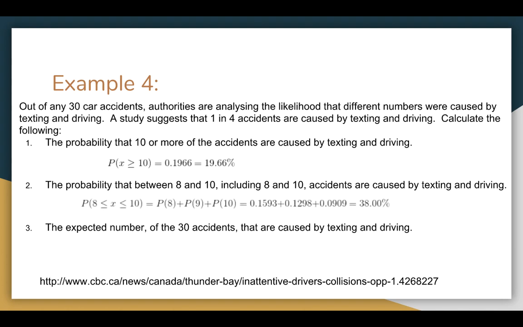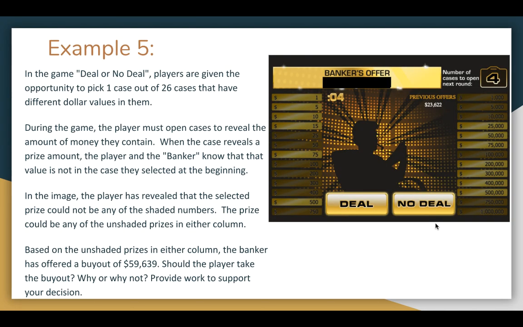8 to 10 is a bit easier to do by hand, so 8, 9, and 10. And so again, using the binomial formula, 30 choose 8, 30 choose 9, 30 choose 10, and then the probability would be 0.25 and 0.75. And the expected number is 25% of 30, which is 7.5.